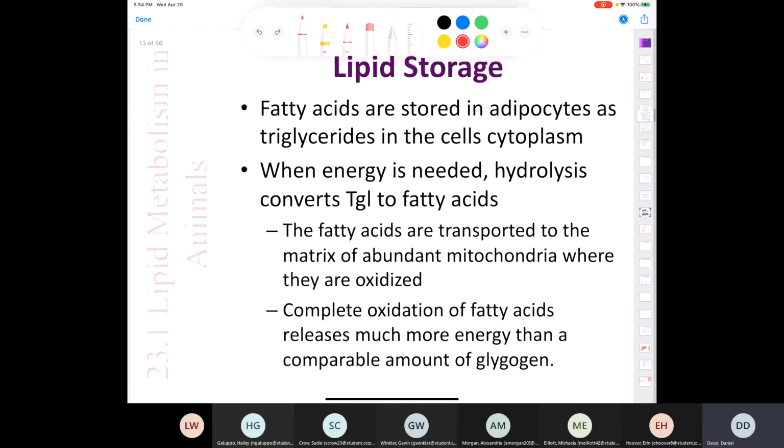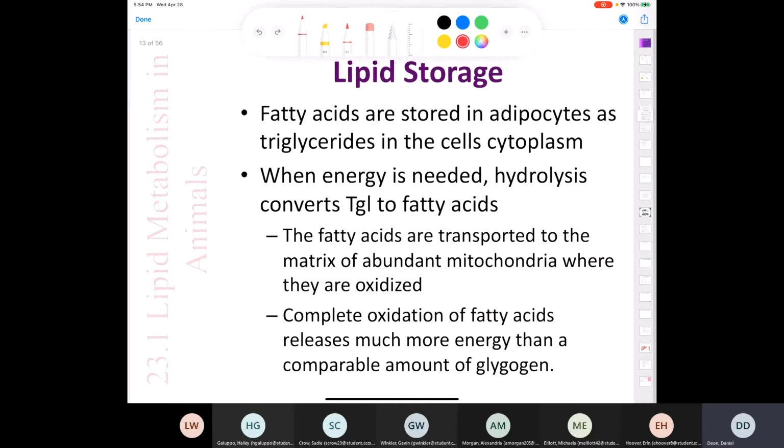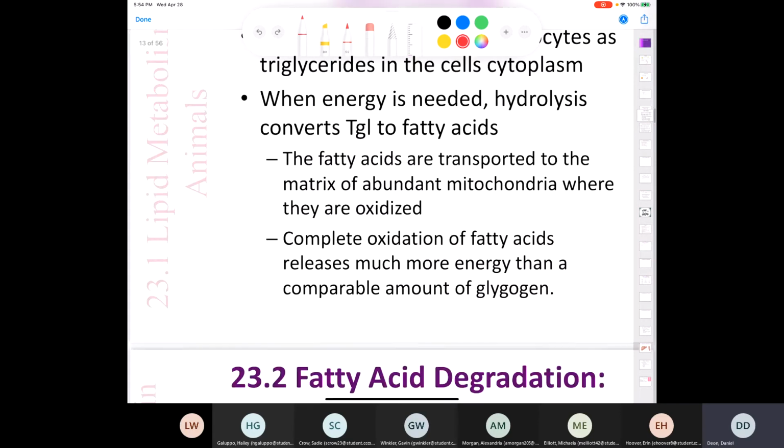And before we get into section 23.2, I just want to remind you that the fatty acids provided by the hydrolysis of triglycerides are a really rich energy source for the body. The complete oxidation of fatty acids releases a lot more energy than the oxidation of a comparable amount of glycogen. So let's take a look at the last section.